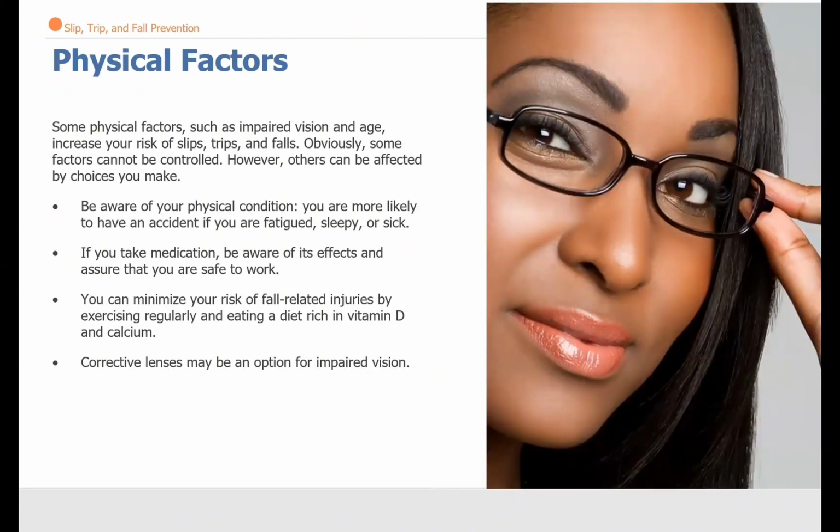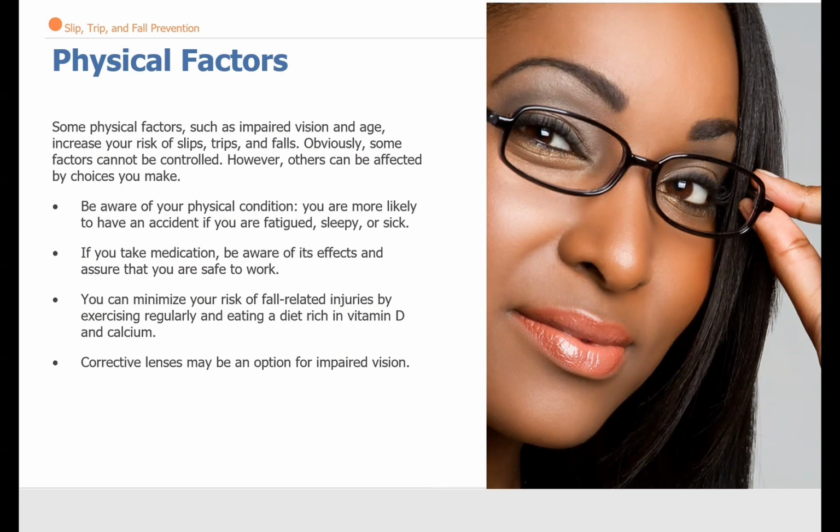There's also physical factors such as impaired vision and age that increase your risk of slips, trips, and falls. Obviously, you can't control everything. However, we can still try to help out where we can. So be aware of your physical condition. If you are feeling fatigued, sleepy, or sick, or if you take medication, be aware of its effects. If you can, obviously let someone know. If you're feeling dizzy or disoriented, take a seat, grab some water, and let your manager or your peer know. That way we can make sure that you're also safe just in general.